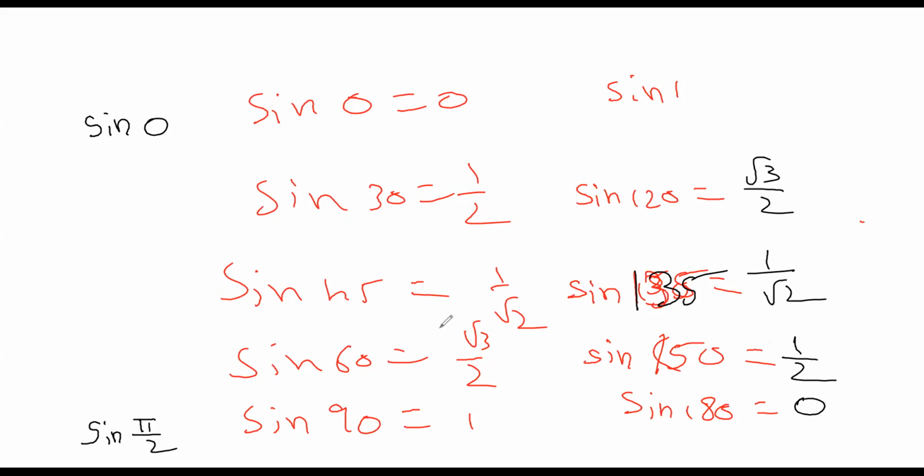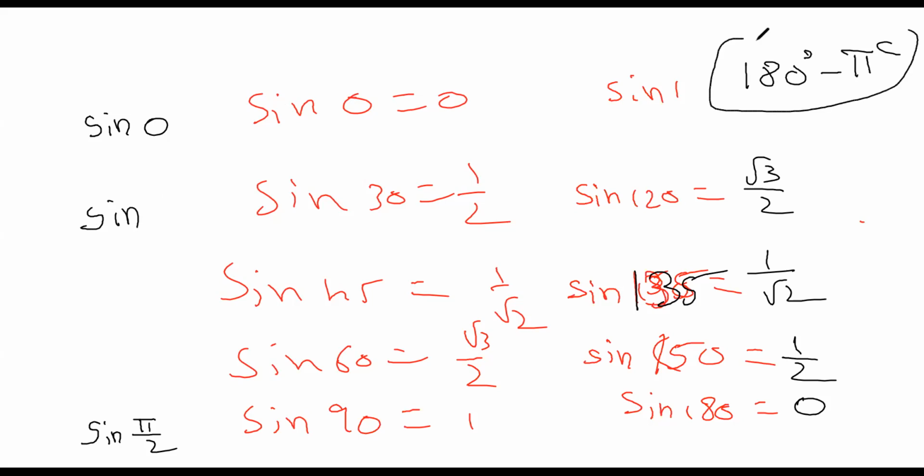Okay, these are all in degrees, right? Now in radians, sine 0 is 0. So what is 30 degrees in radians? See this, 180 degrees is pi radians, right? Now what is 30 degrees? Pi by 6. Yeah, pi by 6.